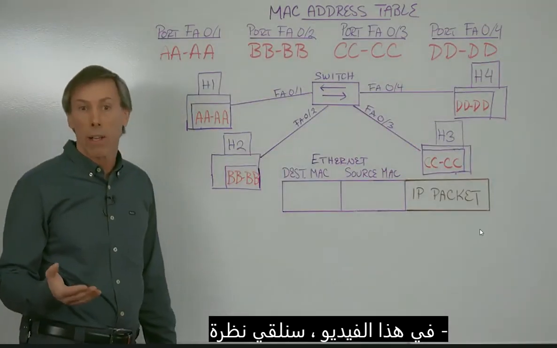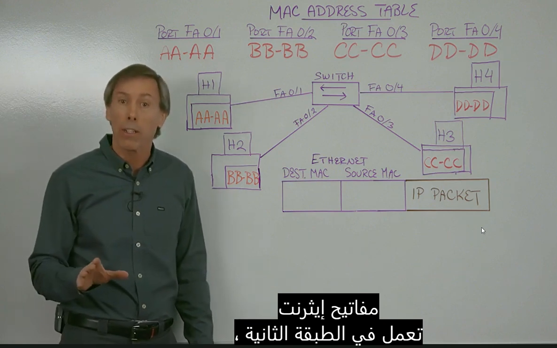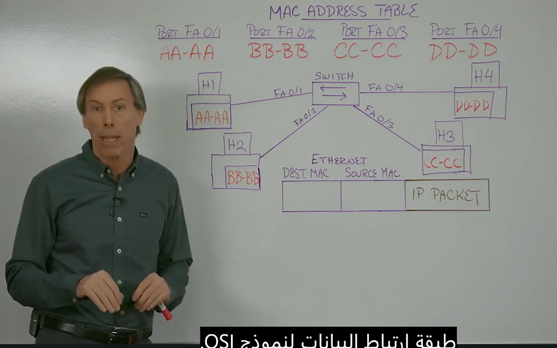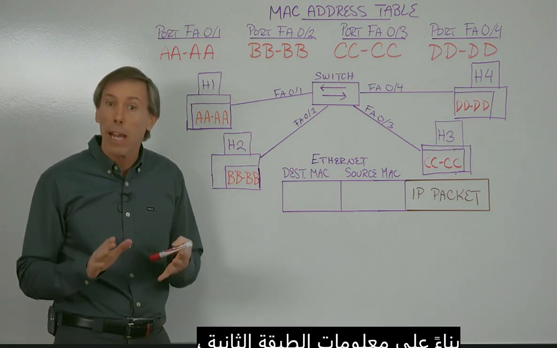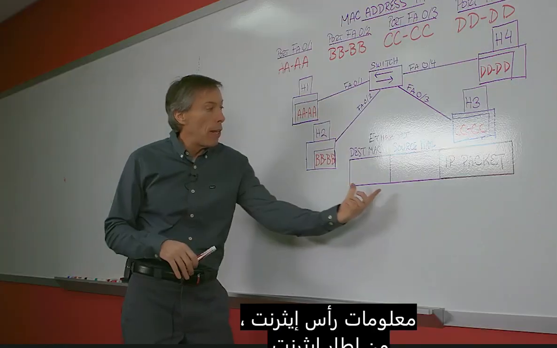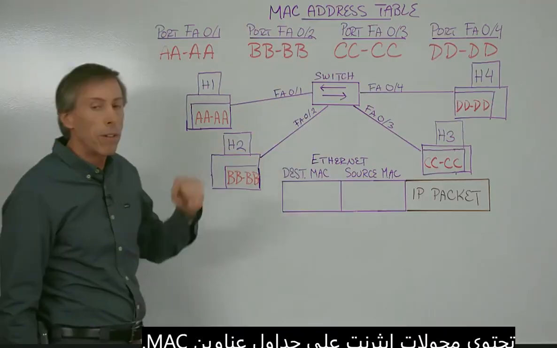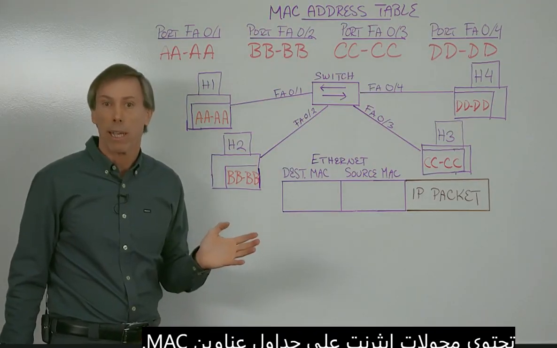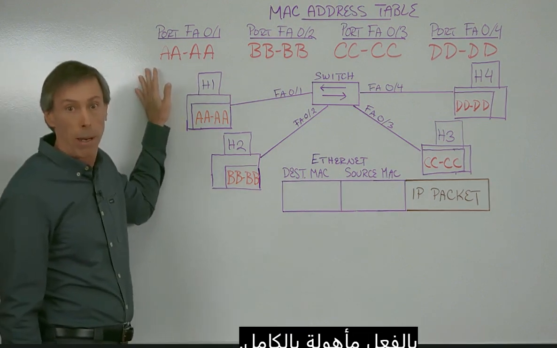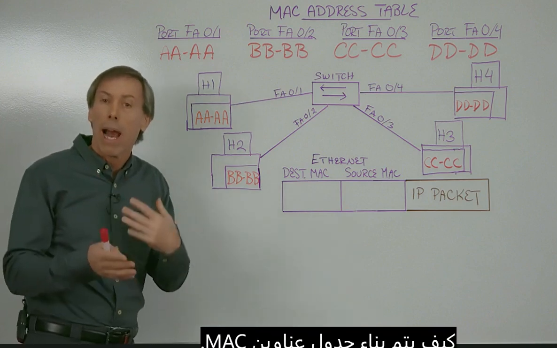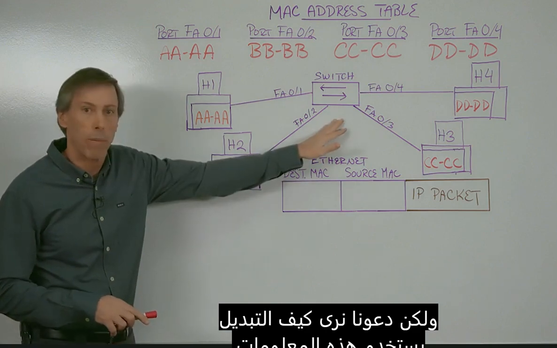In this video, we're going to take a look at how Ethernet switches work. Ethernet switches operate at the layer 2 data link layer of the OSI model. That's because they make their forwarding decisions based on the layer 2 information, the Ethernet header information of the Ethernet frame. Ethernet switches have MAC address tables. In this example, the MAC address table is already fully populated. We'll learn in a later video how the MAC address table gets built. But let's see how a switch uses this information.